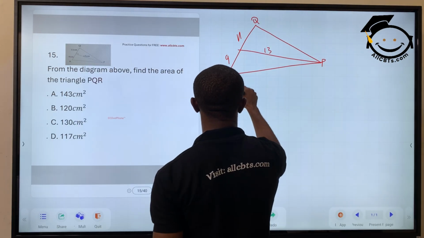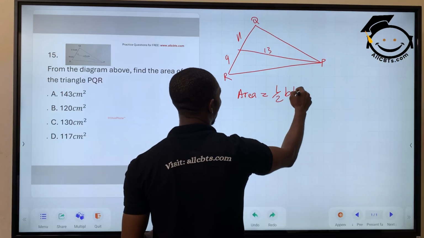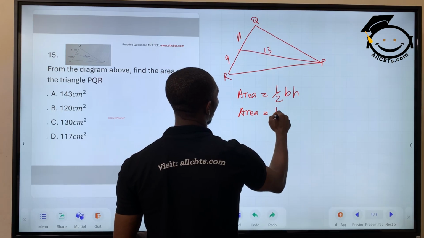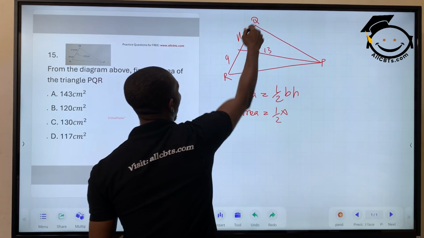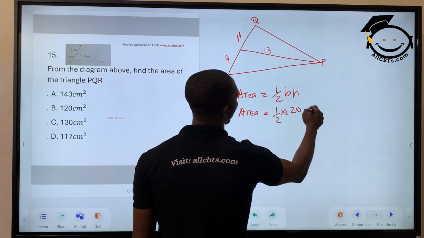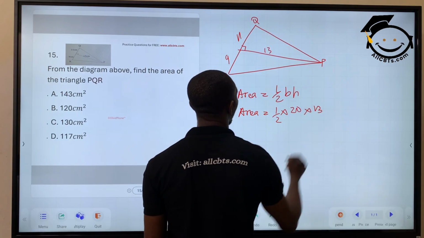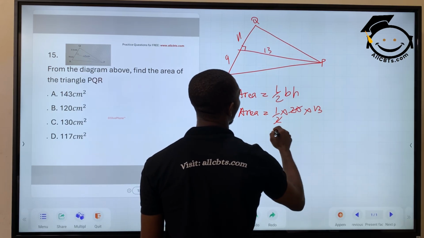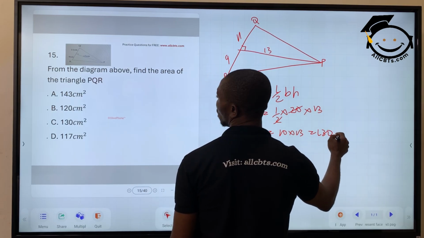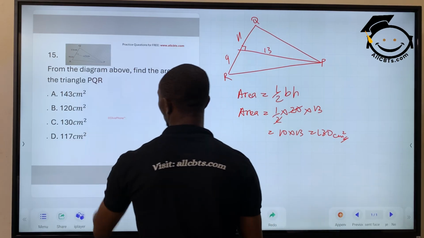And we know that area of a triangle equals half base times height. So area equals 1/2 times the base. We are having it as 9 plus 11, which is 20, times the height, which is 13. Okay, so this gives us 10 times 13, which is 130 cm squared. All right.